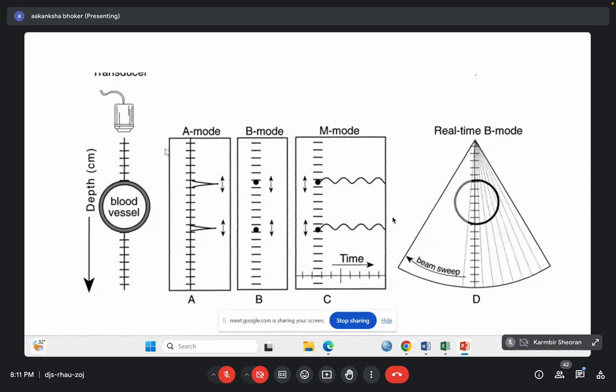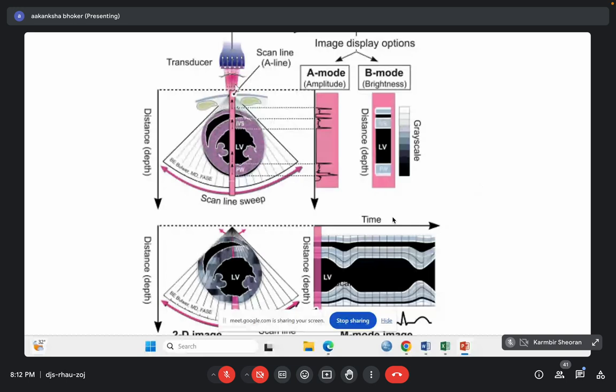And in real time B mode, instead of a single beam being displayed, the beam will automatically sweep into multiple different directions and the image will be displayed to provide a real time visualization of the structure of interest. Here, this is a pictorial representation. Suppose this is a heart. This is the first tissue interface. In A mode, a signal will be produced. Now again, blood with the septal border, another amplitude signal. Then again, septum with the ventricular chamber, another signal is produced.